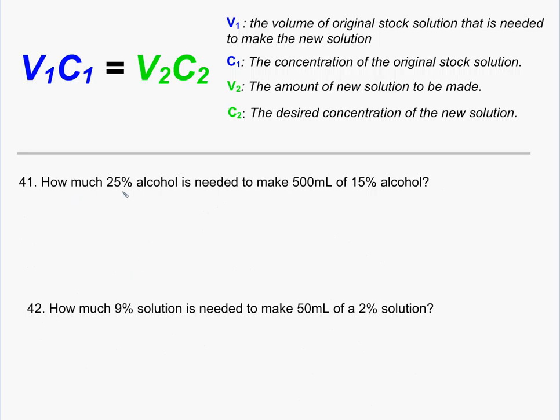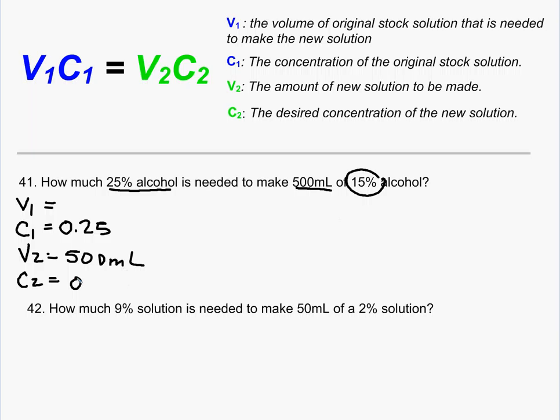Here we have 41. How much 25% alcohol is needed to make 500 milliliters of 15% alcohol? So you can see that I use the same approach every time. I write down my variables, and then I look to my question to fill in my data. So 25% alcohol is the concentration of my stock solution. So C1 is 0.25. I'm making 500 milliliters of my new solution, so that's the V2, and my new solution is going to be 15% alcohol, so that's my concentration for C2.